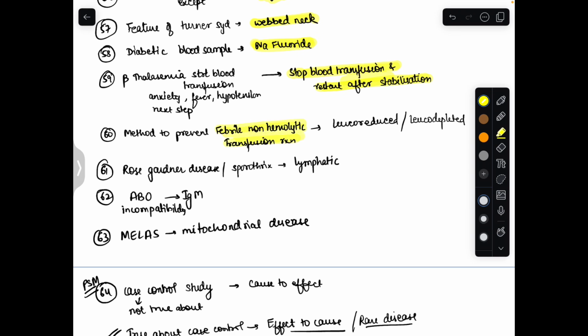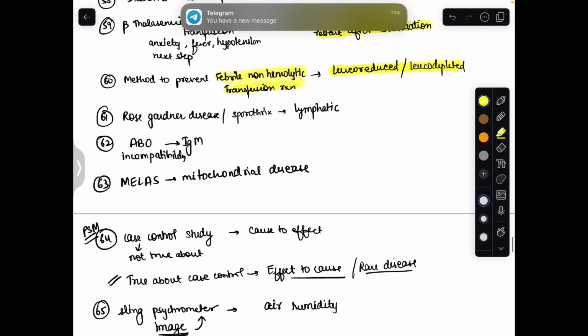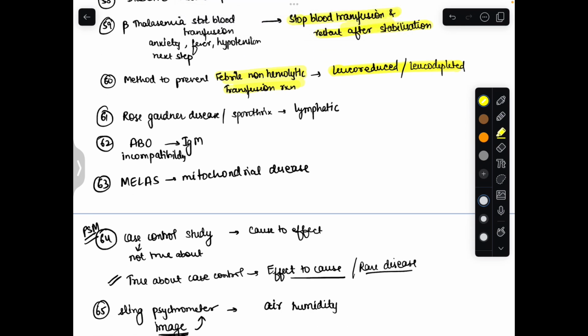Okay. For the 60th question, method to prevent febrile, FNHTR for this. Actually, I don't remember this question, but the correct answer for this one is the leukoreduced or leukodepleted. Now for the 61st question, rose gardener disease will be there and sporothrix will be there. So how it will spread? So it will spread by lymphatics.